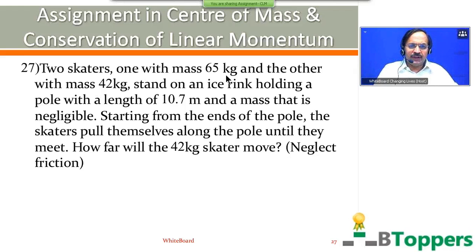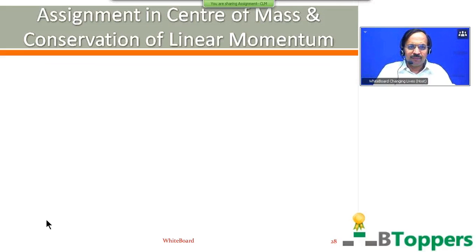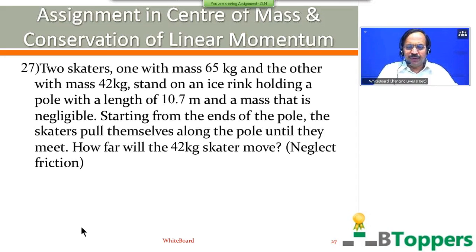Two skaters, one with a mass of 65 kg and the other with a mass of 42 kg, stand on an ice rink holding a pole with a length of 10.7 meter and negligible mass. Starting from the ends of the pole, the skaters pull themselves along the pole until they meet. How far will the 42 kg skater move? Neglect friction. Come on, try the question. No multiple choice options are given for this question. You have to work out the problem.